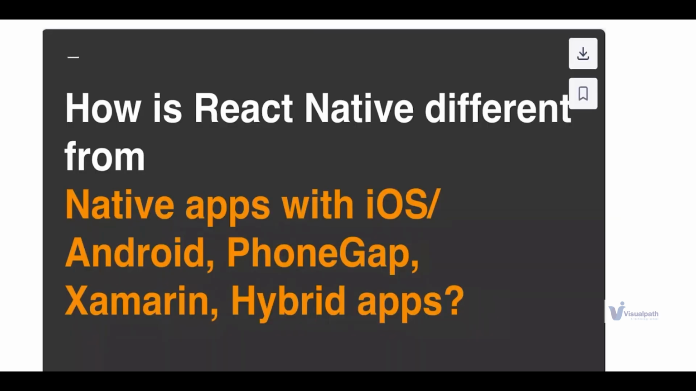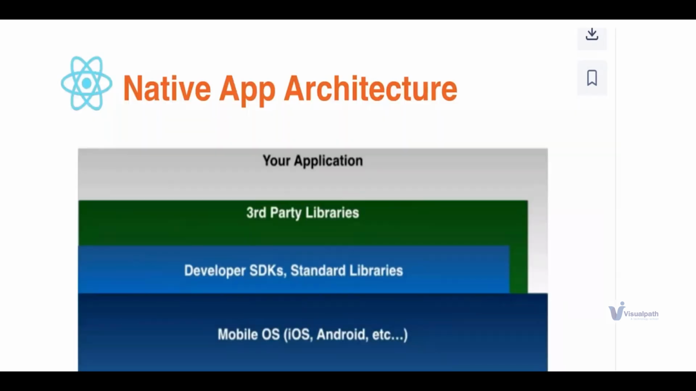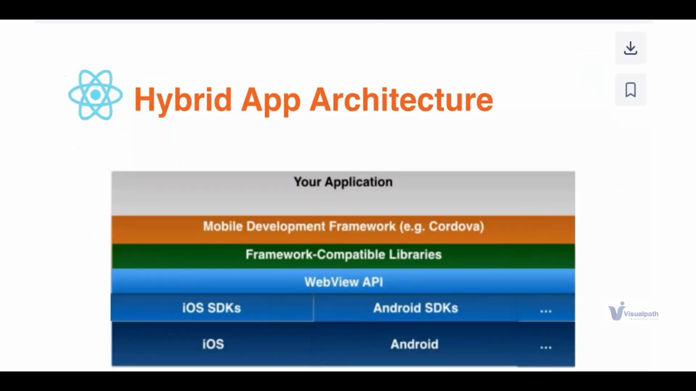So how is React Native different from native apps with iOS, Android, PhoneGap? You can also build using Xamarin. If you see native apps, you have third party, developer SDK, standalone, mobile operating systems iOS and Android. This was the native app architecture. Hybrid architecture was a mobile application framework like Cordova. Then you had framework compatibility. The entire Cordova based hybrid used to work with a web view and APIs that work with the iOS SDK and Android SDK. This was the hybrid architecture.